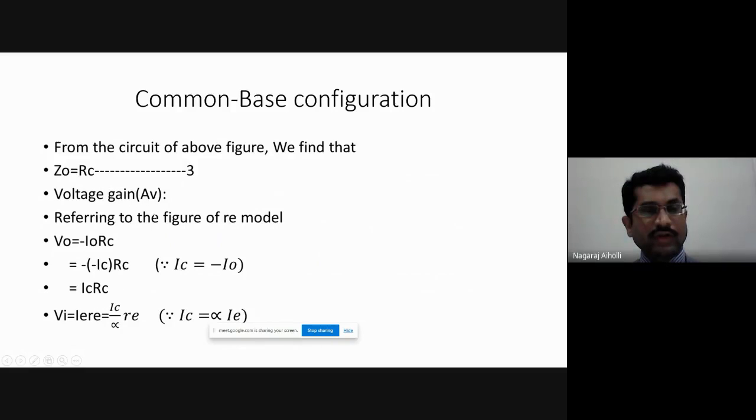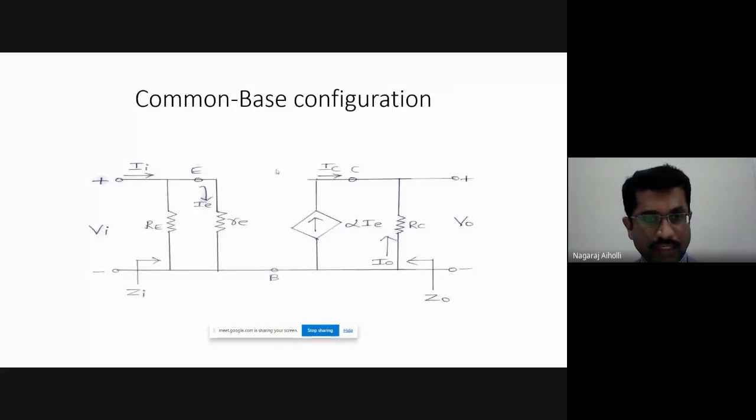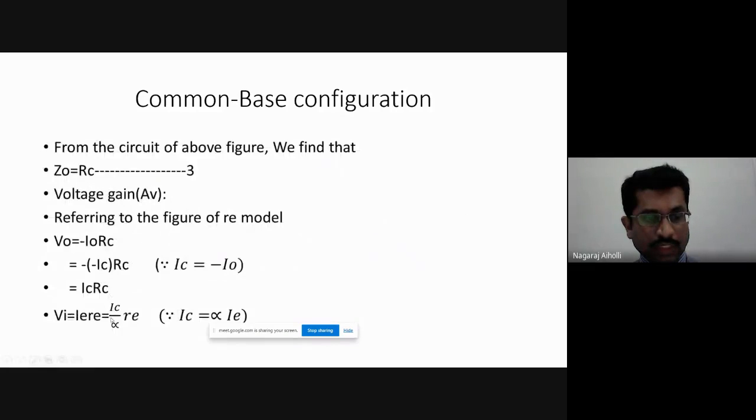Similarly, find VI. If you want to find voltage gain, we have to know V naught first and then VI. Then take the ratio of V naught by VI, which will give the voltage gain. What is VI given by? VI is across voltage, parallel. Therefore, VI will be IE into RE. The voltage across is IE current into this small RE resistance. IC is equal to alpha times IE, or alpha is IC by IE. Therefore IE will be equal to IC by alpha.